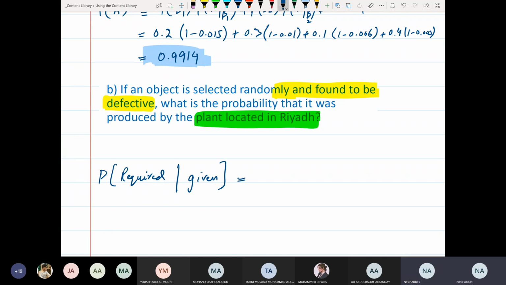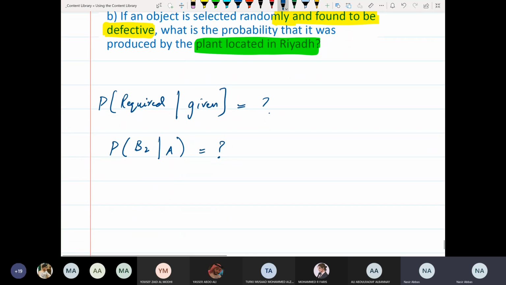So who can tell me what is required in this question? Yasir. Probability of B2 given A. What is the probability? It was B2, okay. Yeah, given A. This is required. And this is the simple application of conditional probability formula.